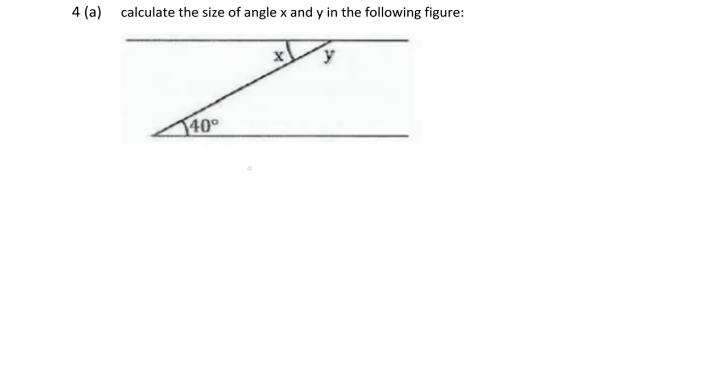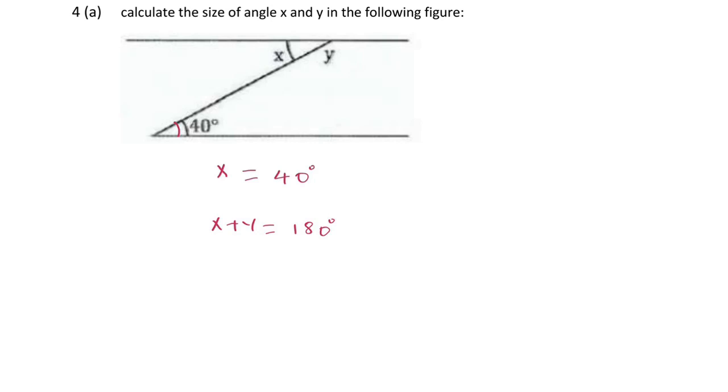From the figure, we can see that angle X and this angle form alternate interior angles. So we can conclude that angle X equals 40 degrees. And also from the figure, we can see that angle X and Y are located on a straight line. So we can conclude that X plus Y equals 180 degrees.